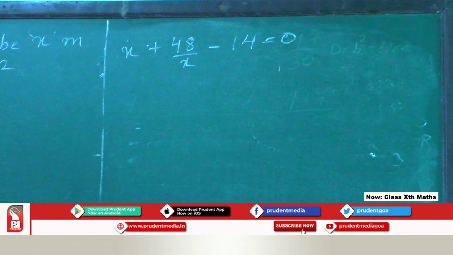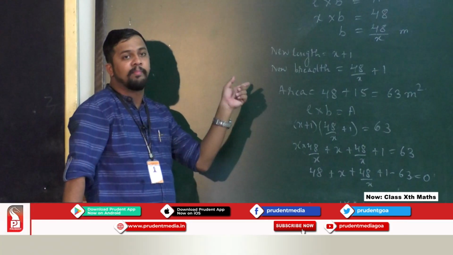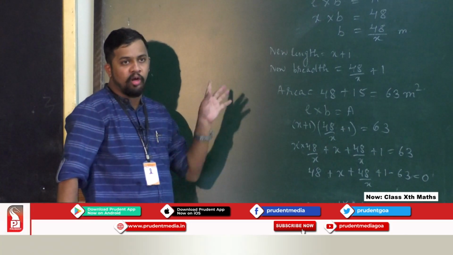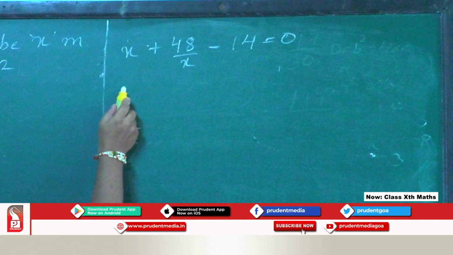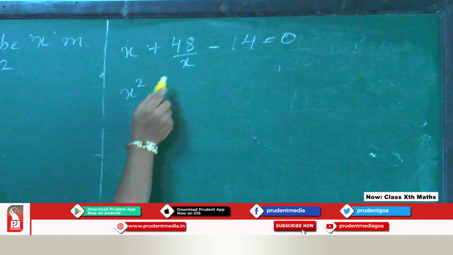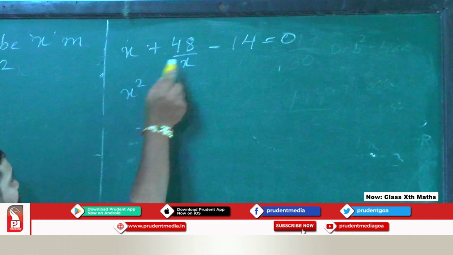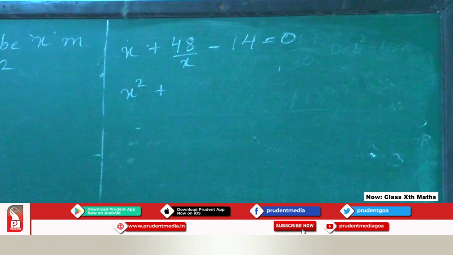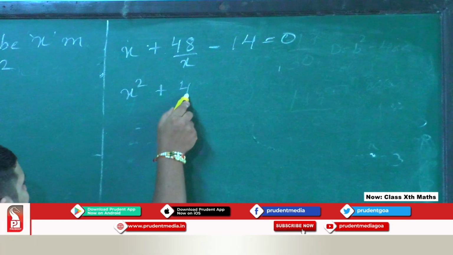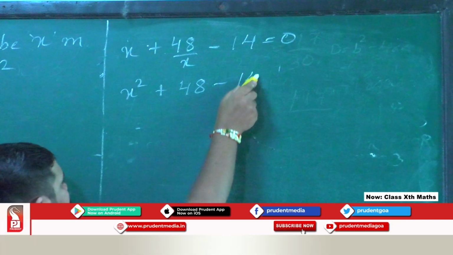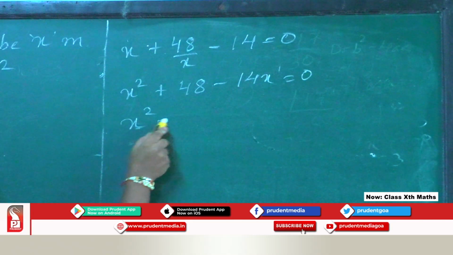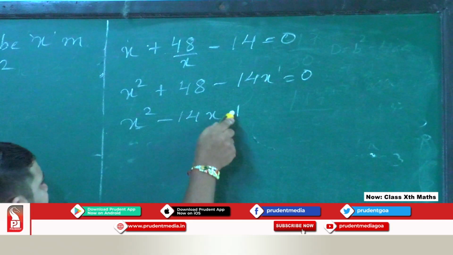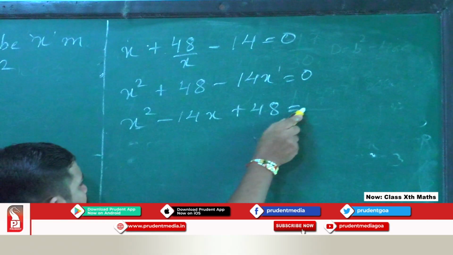So x plus 48 by x minus 14. Now what we are doing? We are multiplying throughout by x. Why? To remove that denominator x. So let us do it directly now. If I multiply throughout by x, this gives you x square plus x multiplied by 48 by x. So x will get cancelled. What will remain is 48 minus 14x. Just write it in the general form: x square minus 14x plus 48 equal to 0.